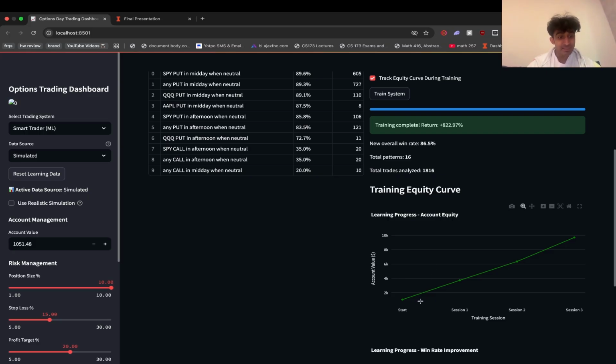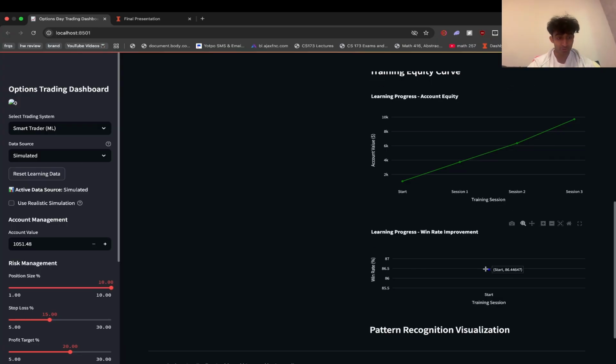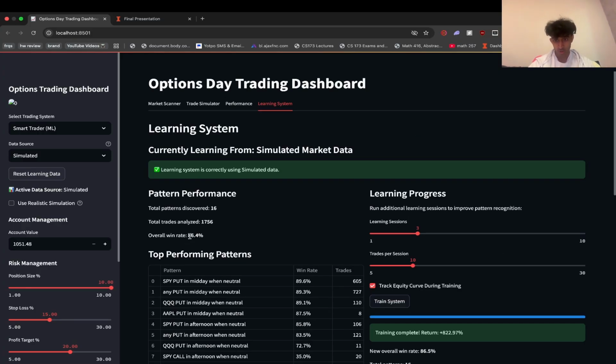And over here we see the learning progress as a graph. It's going up as more sessions are being done, which is a good thing because it means that we're learning. This bot is able to learn from itself over time and improve. And over here we have the win rate and the training session. Right now we have one training session, and it has a win rate of around 86.5%, which is shown over here.